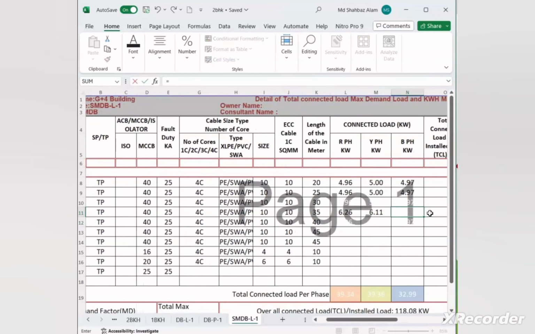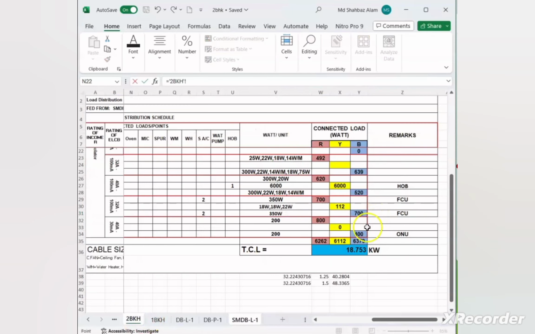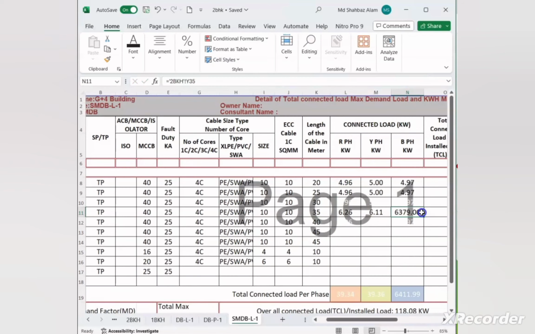In same way for B phase, I will press enter. I will go to 2 BHK flat. I will go to blue phase for 2 BHK flat. I will press enter. I will divide it by 1000. Okay. Hope you got all the points. So in same way, I will fill for all the DBs and we will get the load per phase for all the DBs. So I will pause this video and I will complete it and then come back.